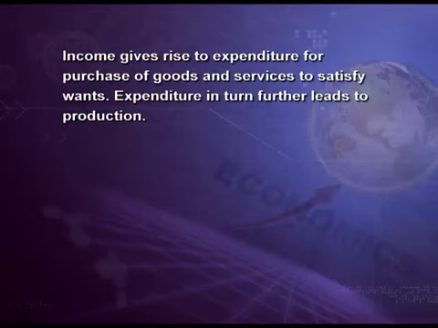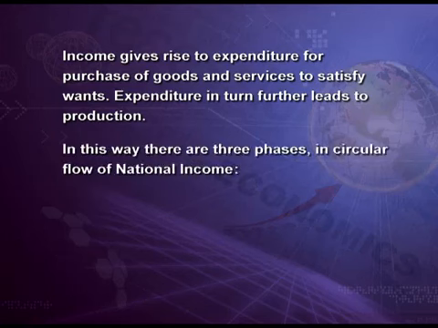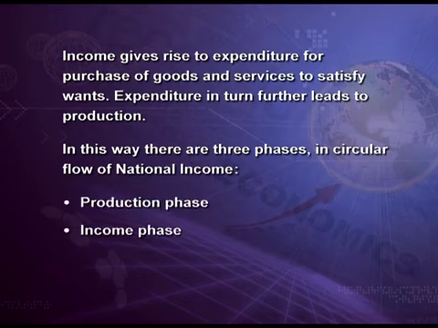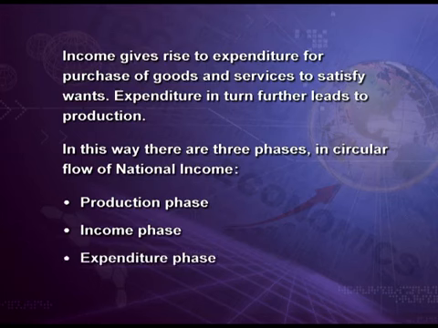This is how income is first generated in the production process and then distributed among factor owners for rendering productive services. Now this income gives rise to expenditure for purchase of goods and services to satisfy wants. This expenditure in turn further leads to production. In this way, there are three phases in circular flow of national income. First is production phase, second is income phase and third is expenditure phase.